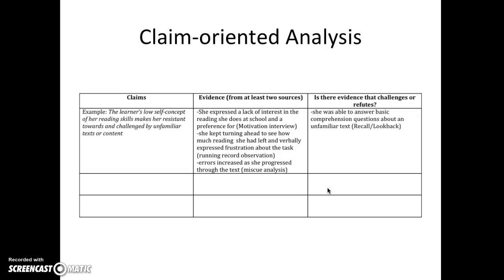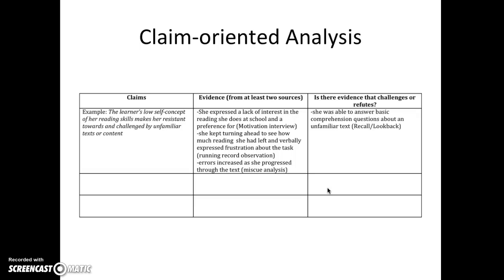So you can see in the left-hand column, I've identified a particular aspect of the learner's profile, in this case their low self-concept of her reading skills, and I've said that this has an effect on her reading. And you can see here then, with that claim, I went to look in the evidence I had that supports that claim. And again, you see multiple pieces of evidence here. Here I grabbed 3 again.